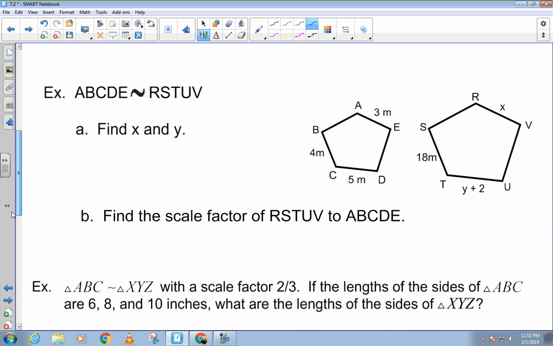Okay, so ABCD is similar to RSTUD. We want to find X and Y. Okay, so they're similar. We know that the sides are proportional. So if we want to figure out what X and Y are, I need a pair of sides that correspond that I know for sure. B, C, and ST, right? So I could use that, and I can set up a proportion. So I could do 4 is to 18, and if I wanted to find x, how would I set that up?